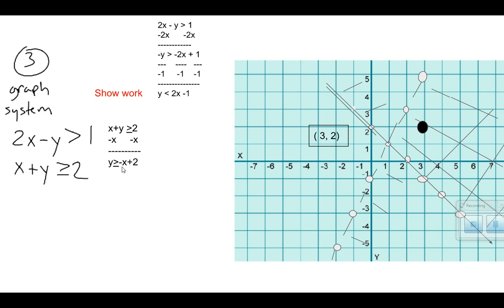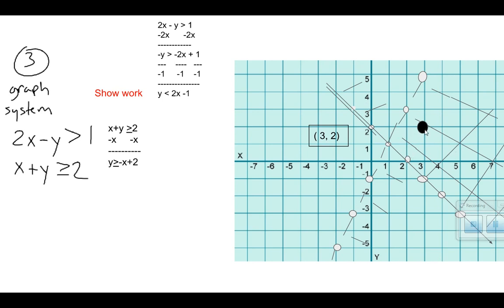Negative 1 over 1 is my slope, so from there down 1 over 1, down 1 over 1. That is a solid line because of this line underneath the inequality. And more than or equal to shades above. Of these four areas of the graph, this is the area that works. You can see the overlapping lines.